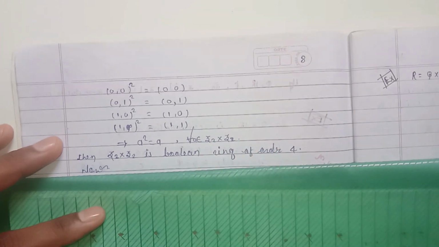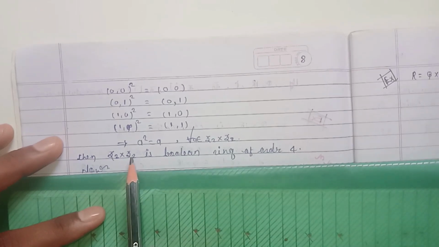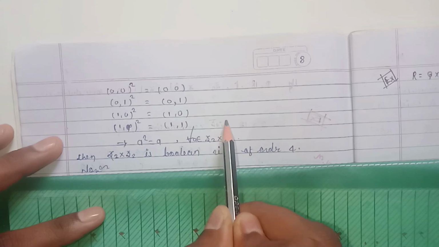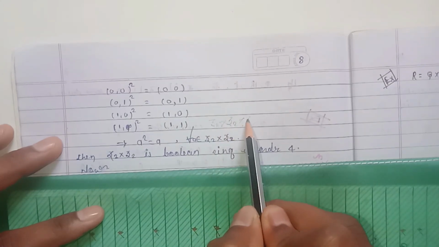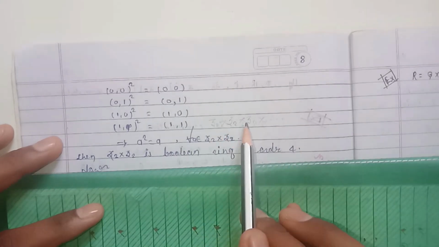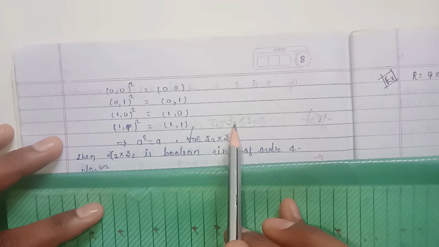Now we want a Boolean ring whose order is infinity. Which is possible? Z2 cross Z2 is a Boolean ring. If we take Z2 cross Z2 cross Z2, three times Z2, it always gives us a Boolean ring. Again, if you go for Z2 cross 10 times Z2, it always gives us a Boolean ring. But what if I consider Z2 cross Z2 cross Z2 and so on? That means I consider infinitely many copies of Z2.